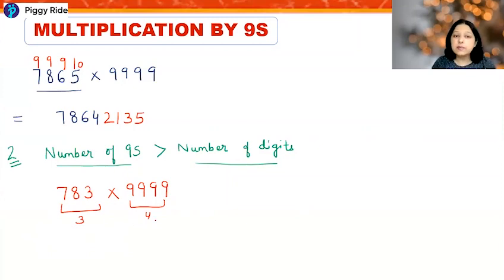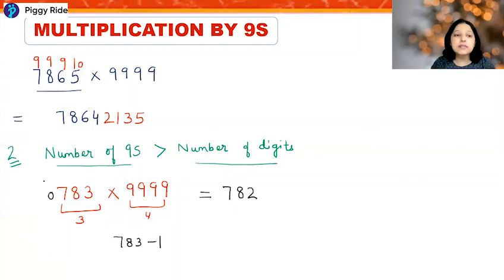If this type of problem is there, what to do in this case? We have to put one extra 0 in the beginning of the number. Now it is 4 digits, and this side also it's a 4-digit number of nines. So now, we follow the same steps. 783 minus 1 is 782. This is the first part of your answer.